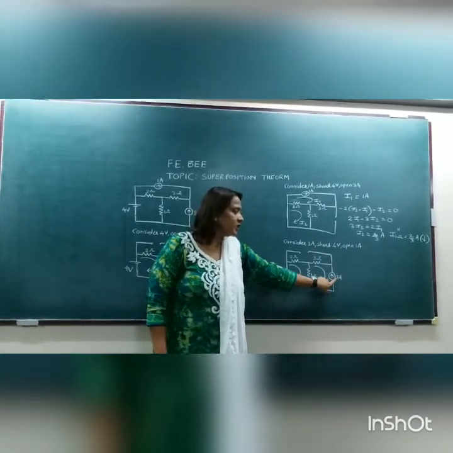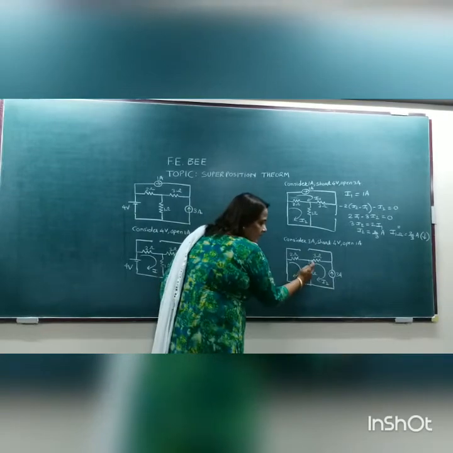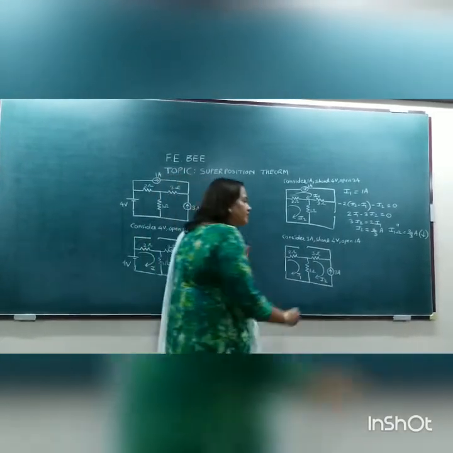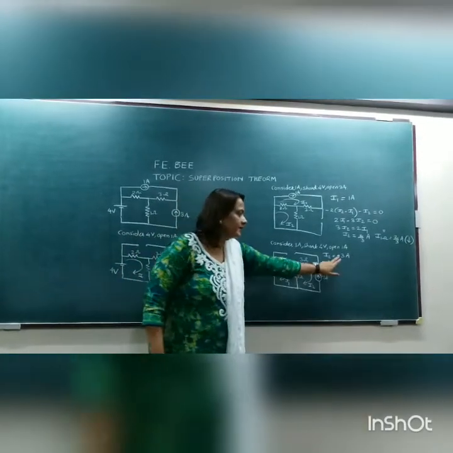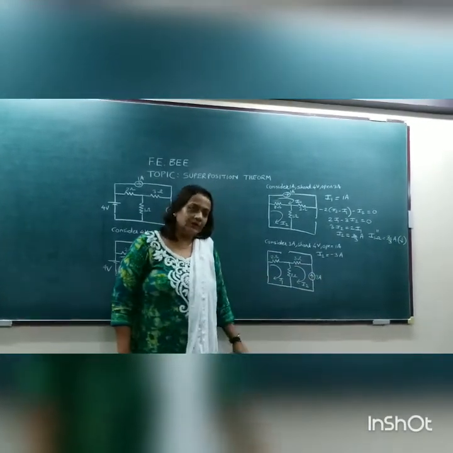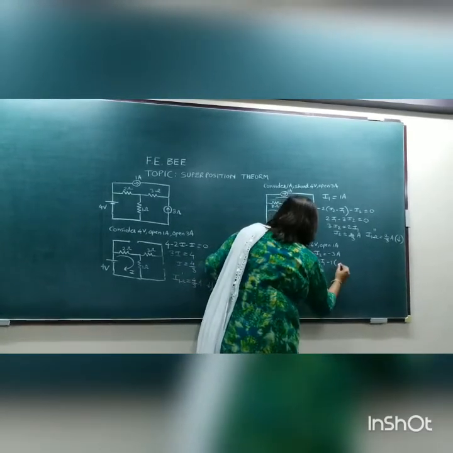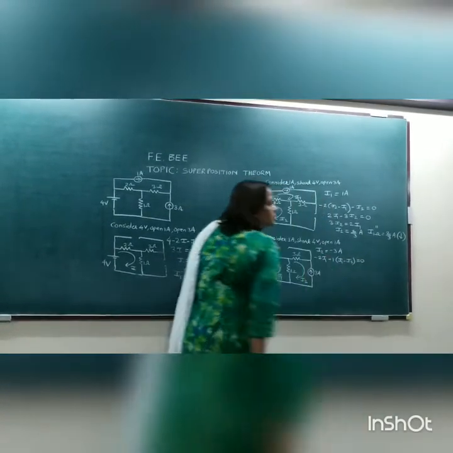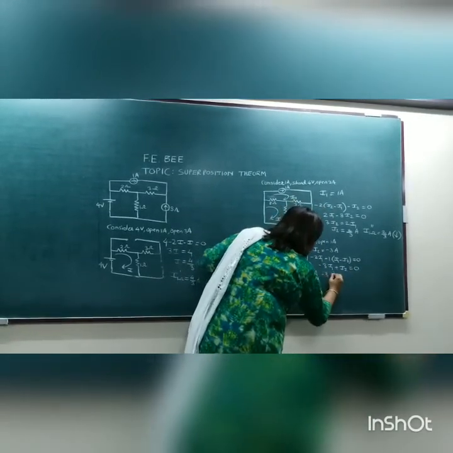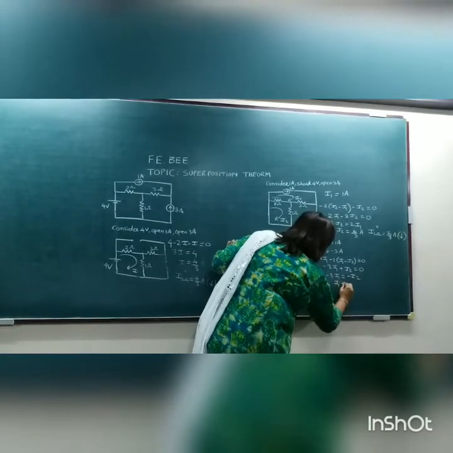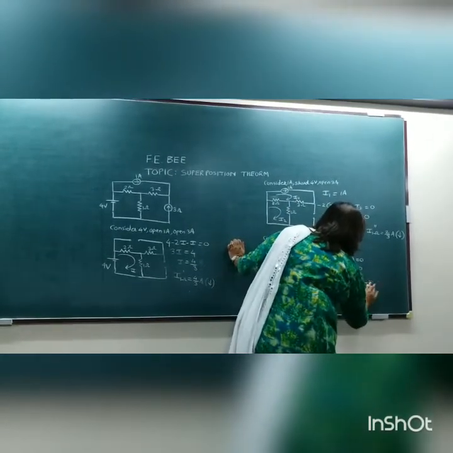Now see the direction of given current source. Given current source, 3 amperes, is in upward direction, but our assumed current direction is downwards. Therefore, what will be I2? I2 is minus 3 amperes. As direction is opposite, we are taking negative sign. So, I2 is minus 3 amperes. Let us write equation for first loop. Equation for first loop will be minus 2 I1 minus 1 I1 minus I2 equal to 0. So, this is minus 3 I1 plus I2 equal to 0. Minus 3 I1 equal to minus I2. So, I1 is 1 by 3 I2, that is minus 1 amperes.